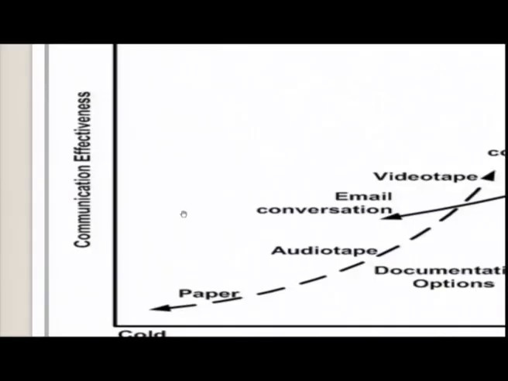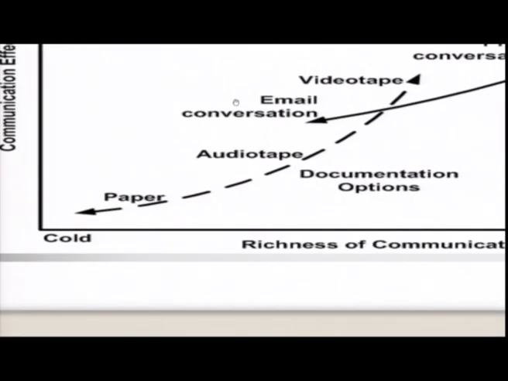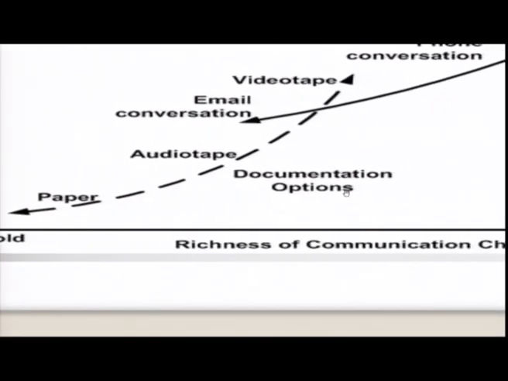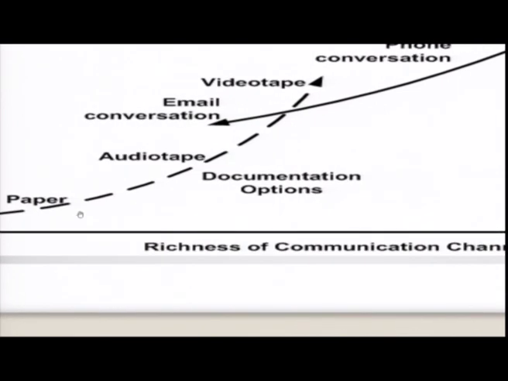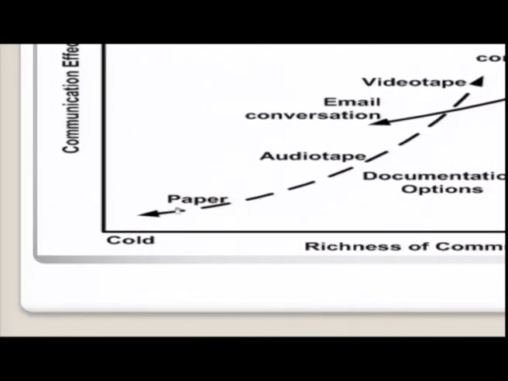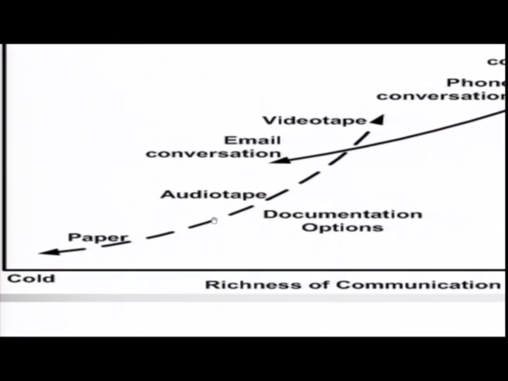So here let us see what are the communication modes and the documentation options. The y-axis speaks about the communication effectiveness, the x-axis speaks about the way you communicate, the channel for communication, the richness of communication channels. So my dear viewers, in olden days we documented with respect to paper and pen. So you had the paper documentation, and then what are the other documentation options available as on date?